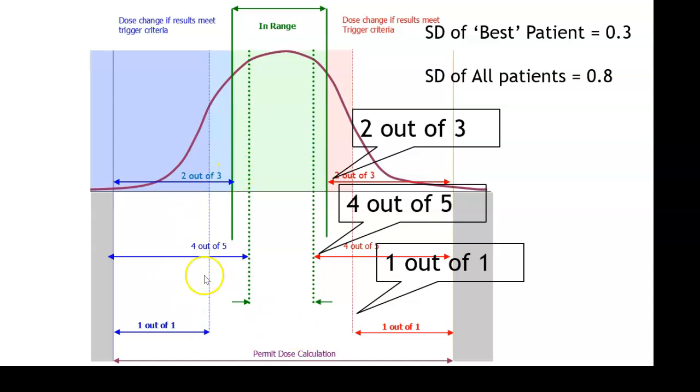So what we do is we have this additional 4 out of 5 check, which will dose change if 4 out of 5 have been below this better standard deviation or above this one.